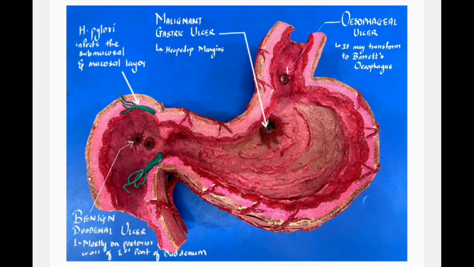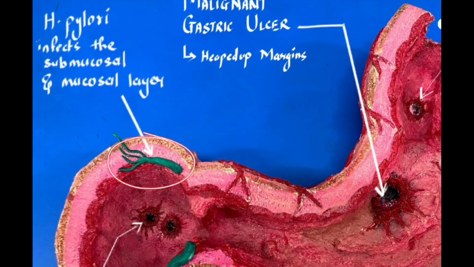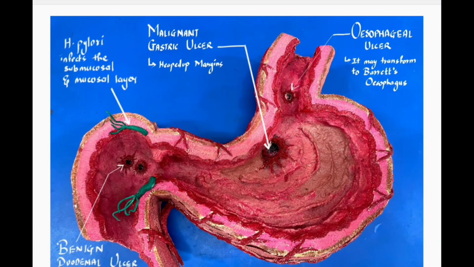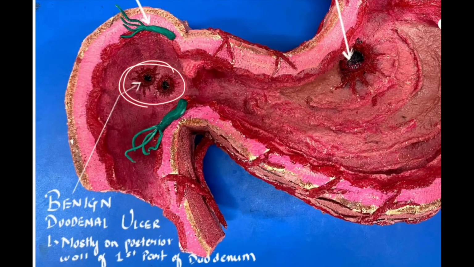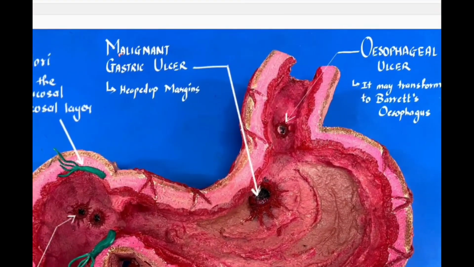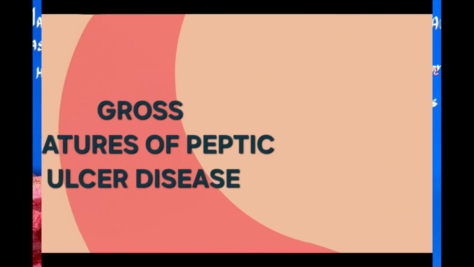The major causes are H. pylori infection and NSAID use. Here you can see benign duodenal ulcers, commonly located on the posterior duodenal wall. Malignant gastric ulcers, which have heaped up margins. Esophageal ulcers, which may progress to Barrett's esophagus.